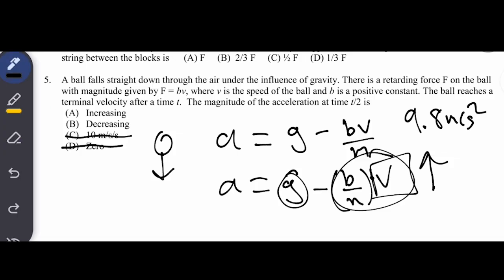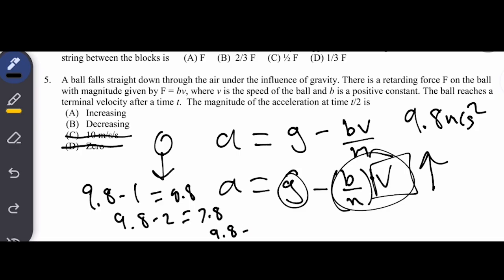So for example, plugging in numbers, let's say 9.8, and let's say this ends up being 1. This is going to equal 8.8. If we have 9.8 minus 2, this is going to be 7.8. And one more time, 9.8 minus 3, this is going to equal 6.8. As you can see, the value keeps decreasing, and this value is acceleration. And that means that the acceleration is going to keep decreasing as time goes on.